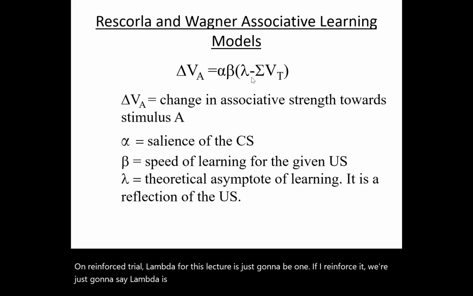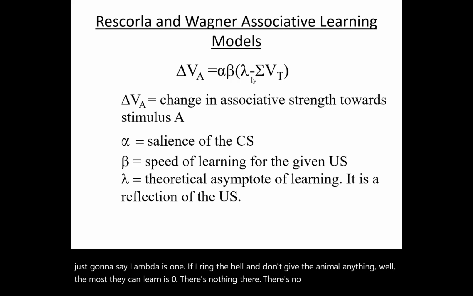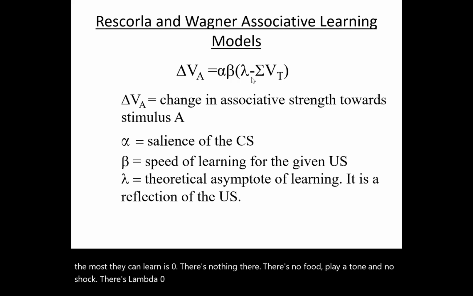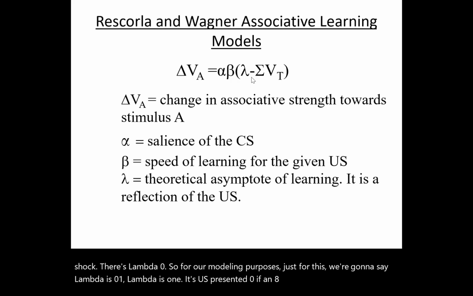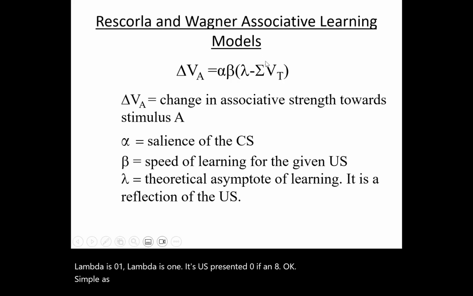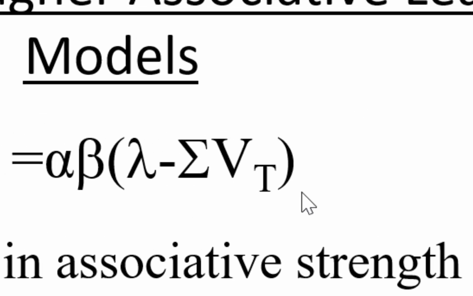If I reinforce it, we're just going to say lambda is 1. If I ring the bell and don't give the animal anything, well, the most it can learn is 0. There's nothing there. There's no food. Play a tone and no shock, there's lambda 0. So, for our modeling purposes, just for this, we're going to say lambda is 0 or 1. Lambda is 1 if the US is presented, 0 if it ain't. Okay? Simple as that.